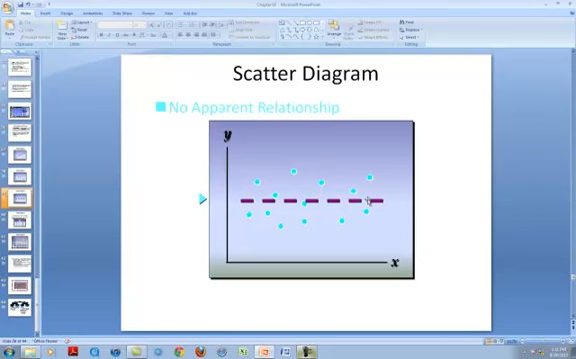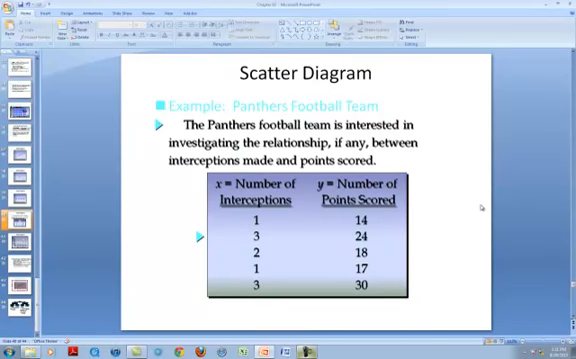Let's consider a concrete example. Consider this football team. The Panthers is interested in whether interceptions made lead to higher points scored. So they observe their plays and gather the following data. When they made one interception, they scored 14 points. 3 interceptions, 24 points. 2 interceptions, 18 points, and so on.